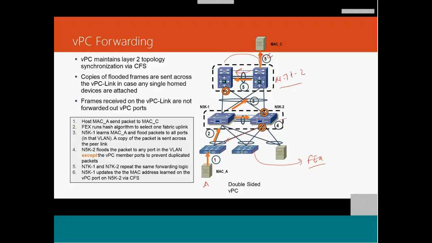There may be another host, say host B or D connected over here, and based on the hash algorithm, the FEX might have chosen to send the frame on this node. So this will do the same work that was done by N5K1 over here. Okay, makes sense? But if this was an STP-based design, one of those ports was already in a block state, so you didn't have an option to send packets over here.